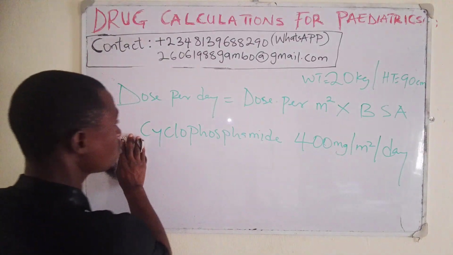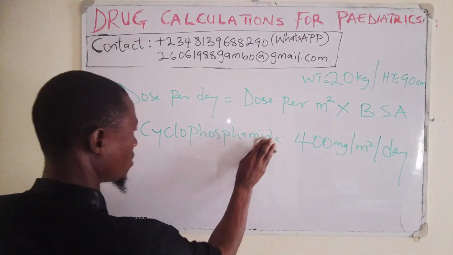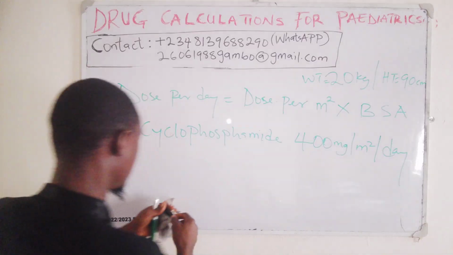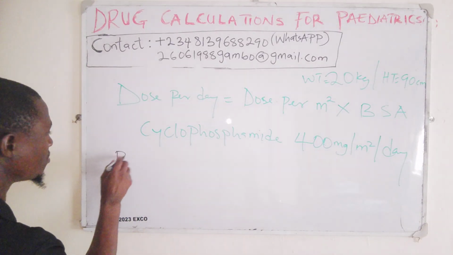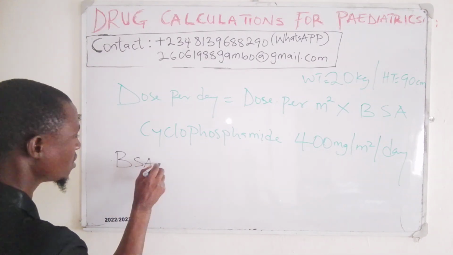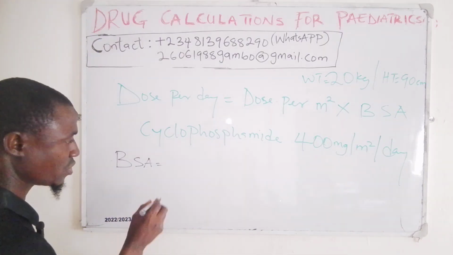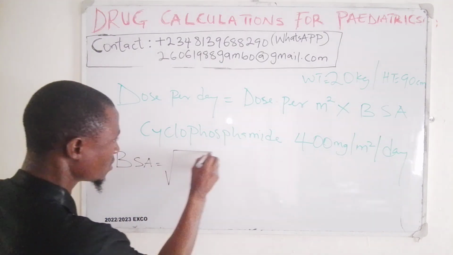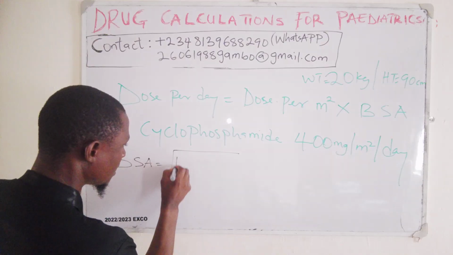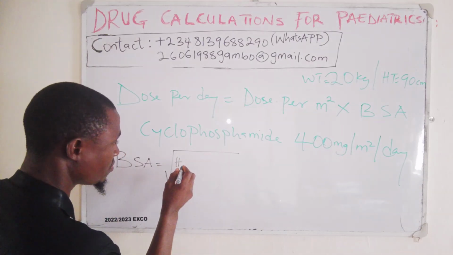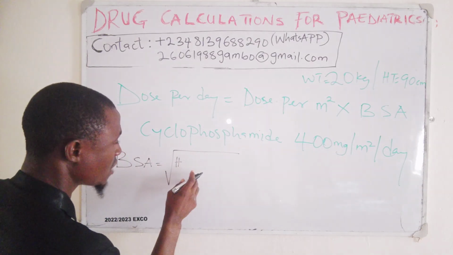Now, let's use the first Mosteller equation. Let's assume we want to calculate body surface area using the Mosteller equation. Remember, this is the equation. The height, I'll shorten it. You can go back to the video to watch how to go about the calculation.